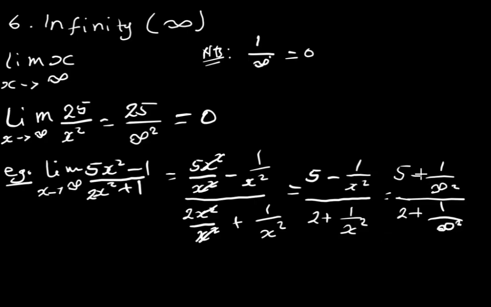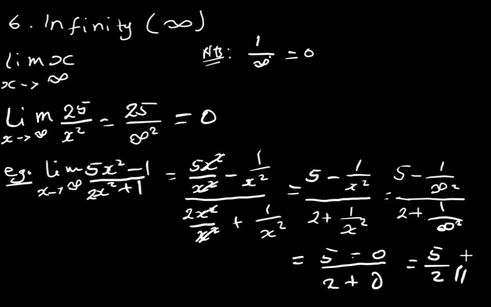All right, and we already know that 1 over infinity is equal to 0. So automatically this place is 0, this is 0. So it's going to be 5 minus 0 all divided by 2 plus 0. So our answer is going to be 5 over 2. So this is going to be our last answer, okay, our final answer. Alright. So this is infinity for us.